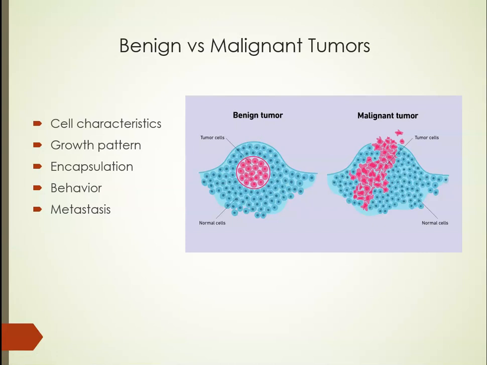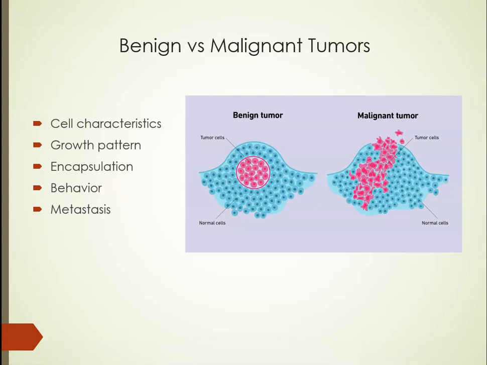Encapsulation. Benign tumors are typically encapsulated, as noted in this picture. They have a well-defined membrane that separates them from their surrounding tissue. However, if you look on the other hand at malignant tumors, they lack clear, well-defined boundaries. They're all over the place, as noted in this picture. This makes it easier for them to invade neighboring tissues.